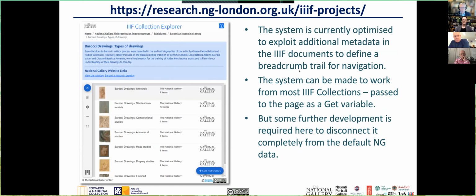Now, the system is currently optimized to exploit additional metadata in the IIIF document to define the breadcrumbs. So you can see at the top, there's a breadcrumb trail taking you from the home page right the way down to the given set of manifests you're in, and all of the nested collections back up to the top. And this comes from the metadata that's stored in the system.